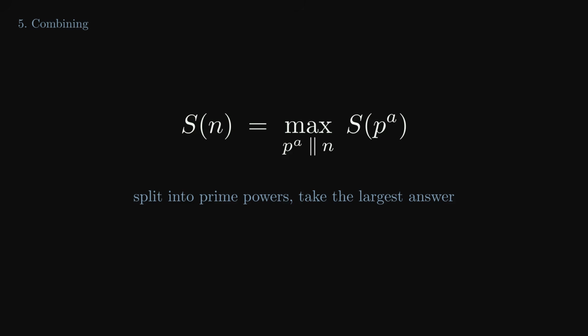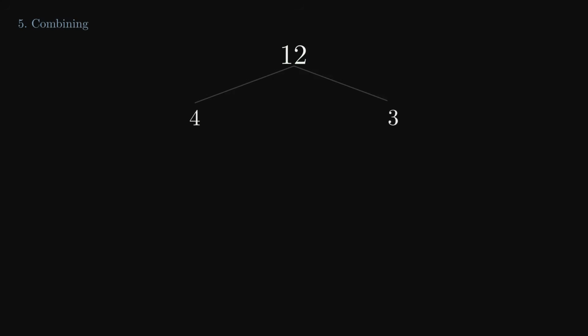The reason is that a factorial big enough to contain the most demanding piece automatically contains all the easier pieces too. Try 12. It splits into 4 and 3. 4 on its own gives 4. 3 on its own gives 3. Take the larger, and 12 gives 4.